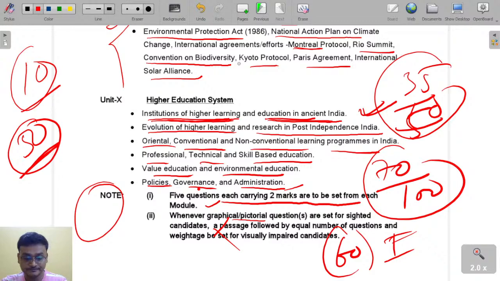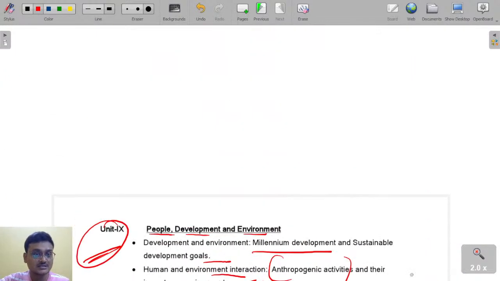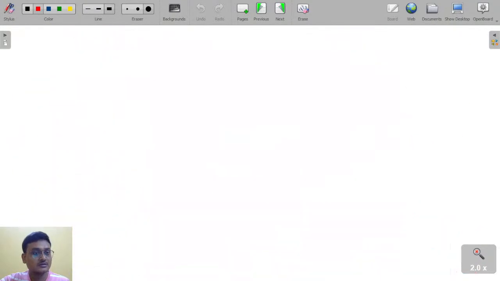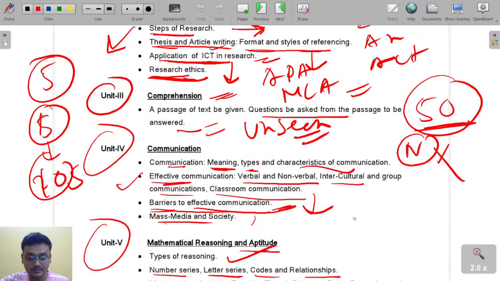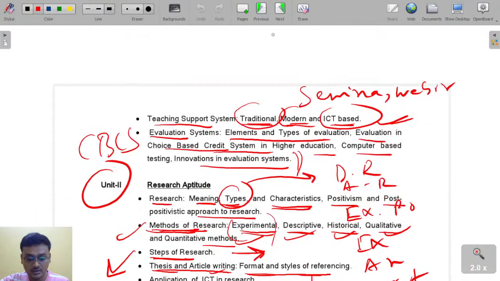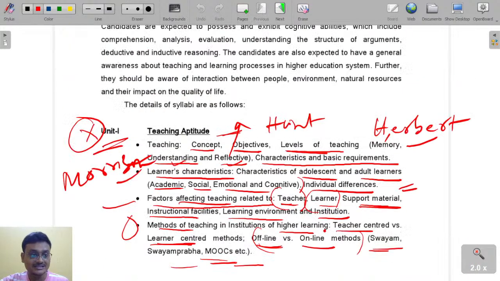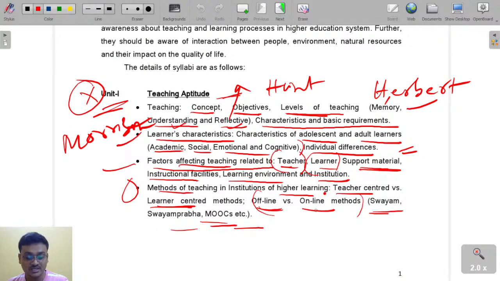Have you understood? This was a brief discussion on the UGC NET Paper-1 syllabus. I will be covering it one by one in the upcoming days, starting with teaching aptitude. Tomorrow I'll be making a video on teaching aptitude: the concepts, the objectives and the levels of teaching, like memory level, understanding level and reflective level.